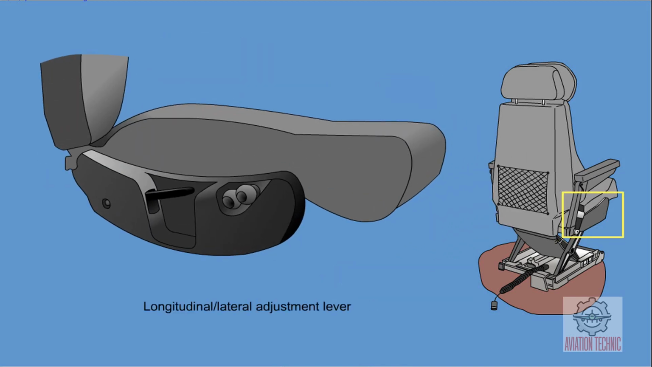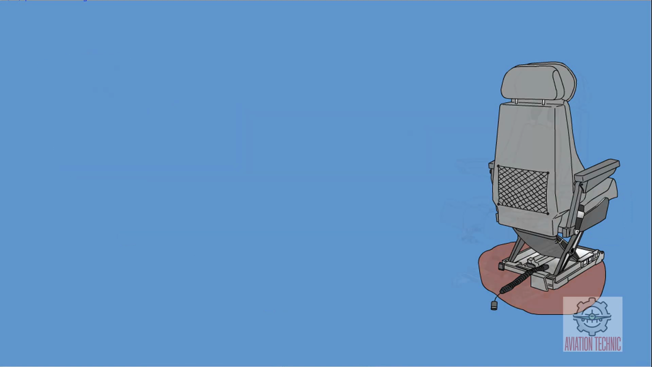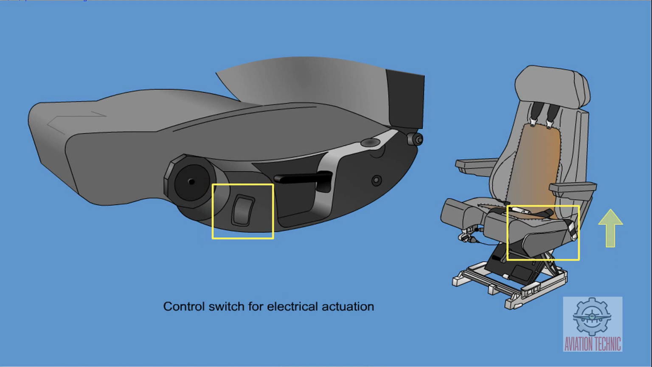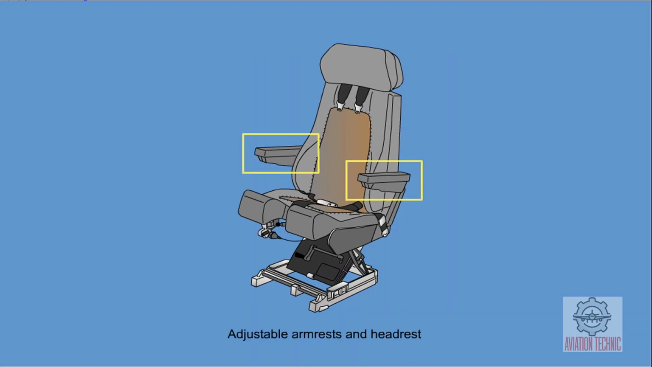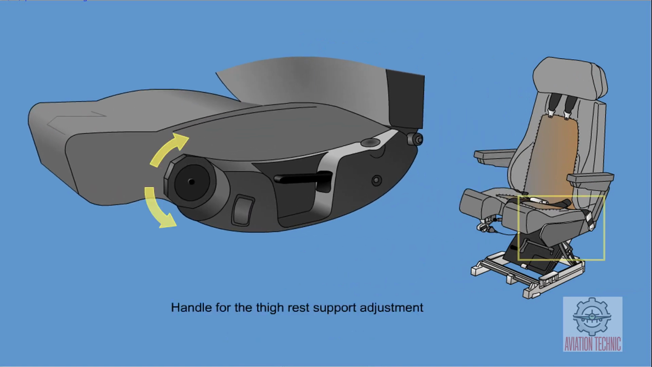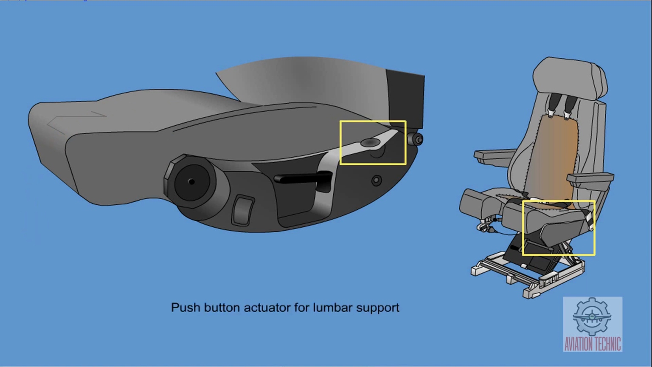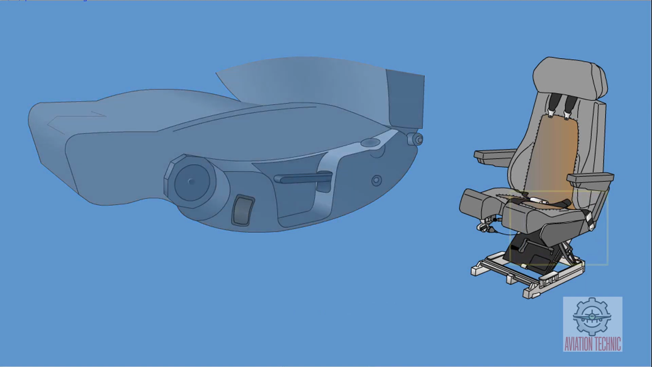The seats have longitudinal lateral adjustment lever with mechanical operation, control switch for electrical actuation of the seat height adjustment with mechanical backup, control for backrest declining with hydromechanical operation, adjustable armrests and headrest with mechanical operation, handle for the thigh rest support adjustment with mechanical operation, push-button actuator for lumbar support, which actuates a foam bag with air in it, allowing many different adjustments, handle for harness inertial device manual locking.